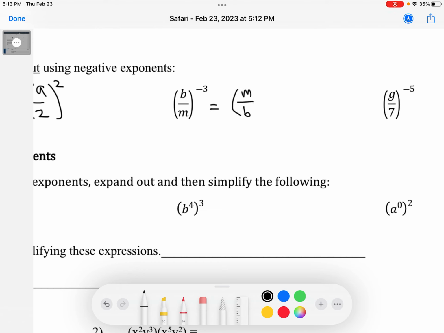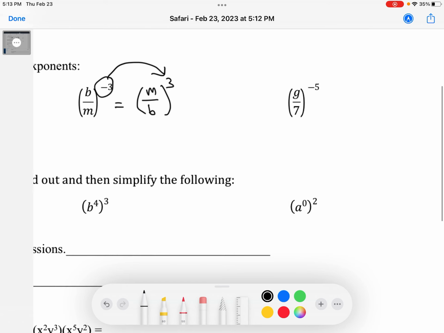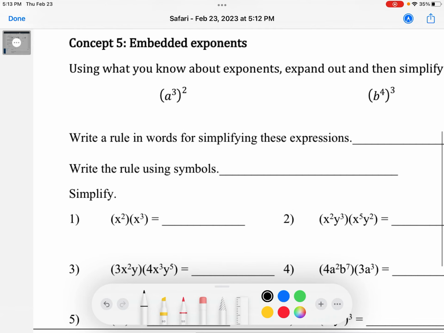But just remember, b over m to the negative 3rd, I don't want that negative 3rd. I want it to be a positive. The way I do it is I flip the fraction around. And it kind of has to do with negative exponents making things that are on the top want to be on the bottom, and making things that are on the bottom want to be on the top. And that's basically, in a nutshell, why that's flipping around. Okay, the last one is a lot more important.